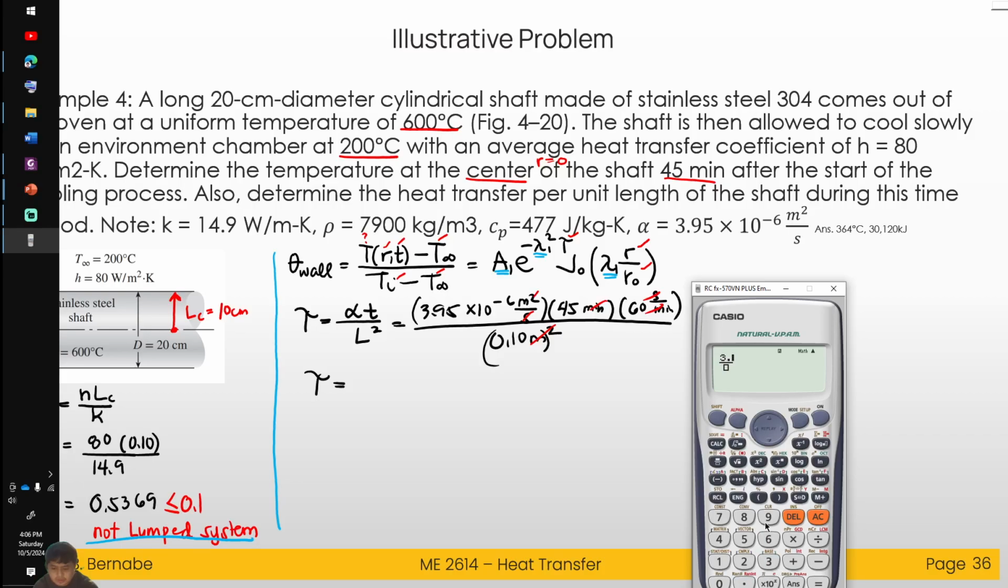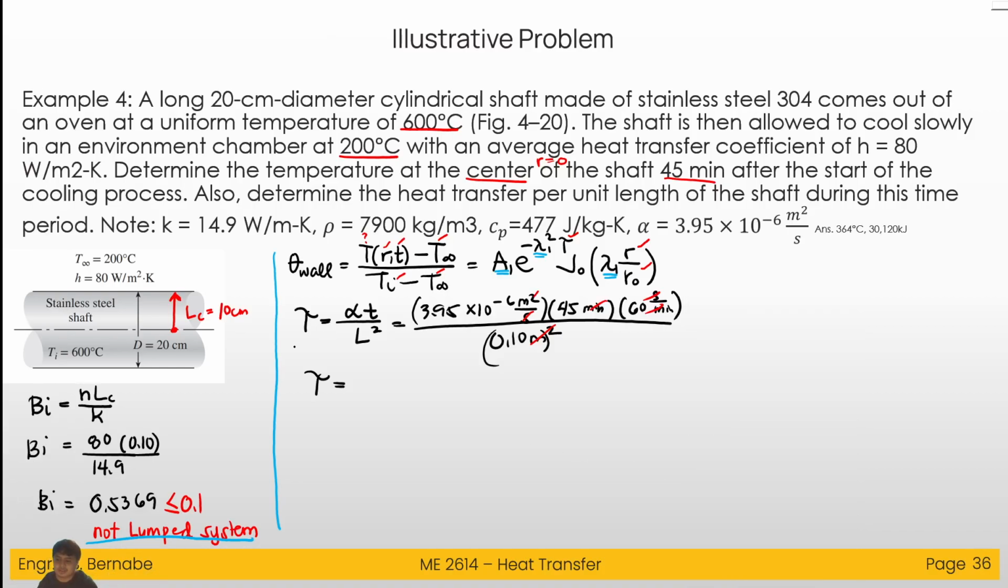So 3.95 times 10 to the negative 6 times 45 times 60 over 0.10 squared. So you have 1.0665. No units. So this is greater than 0.2. Therefore, we can use the analysis for the one-dimensional transient conduction, the simple one. Okay, so we know the tau.